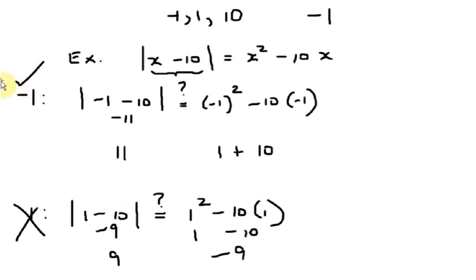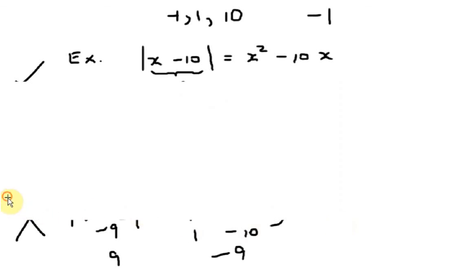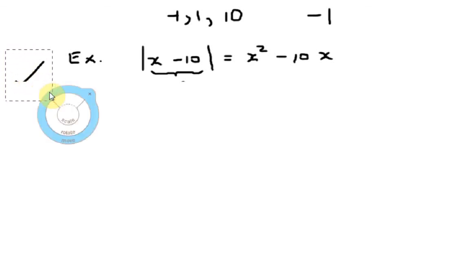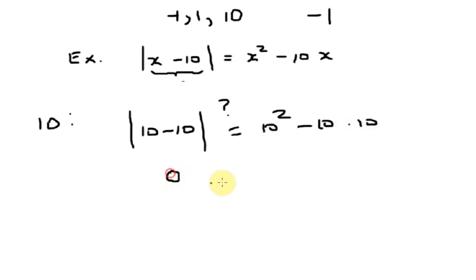Okay, now let's clear off some more room here. All right, so we're good to go. Okay, so we have a solution of negative 1, and the only other one that we want to check is 10. The absolute value of 10 minus 10, does that equal 10 squared minus 10 times 10? Well, this is going to be 0, and this is going to be 100 minus 10 times 10, which is 100. And yeah, so we're going to get 0 equals 0, so the 10 works as well.